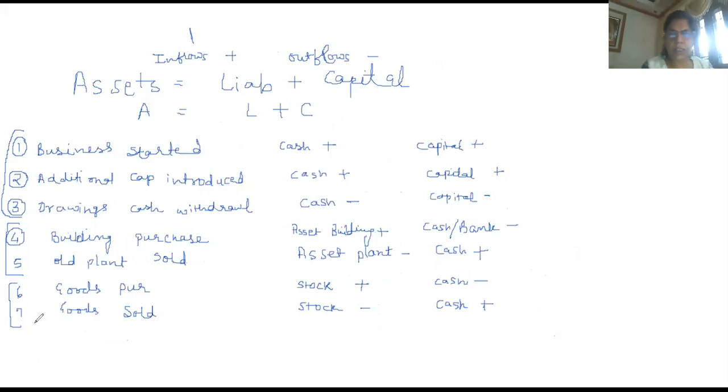Business started, cash plus, capital plus. Other transactions also I will explain you one by one, but you will think in mind only one thing: all inflows will be added, outflows will be subtracted. Asset is equal to liabilities plus capital, and this is the key term.